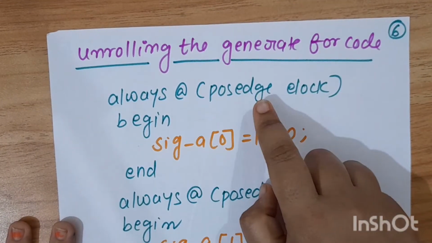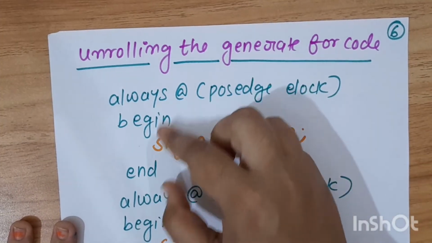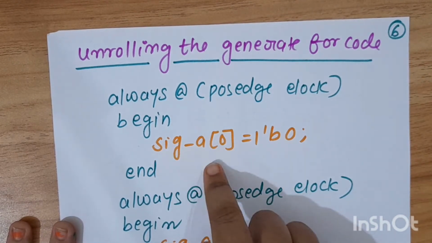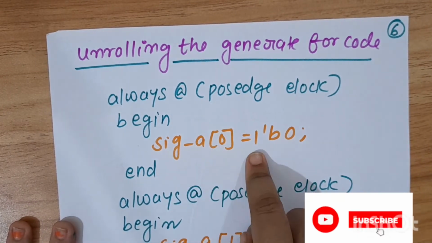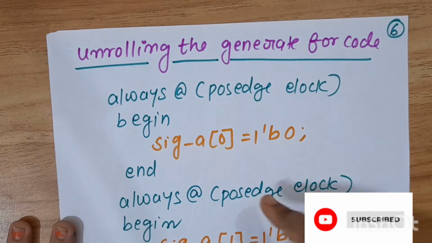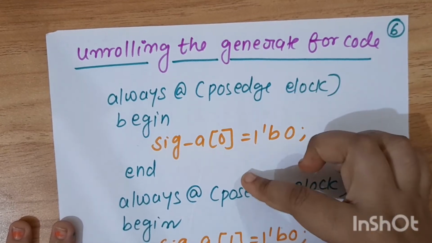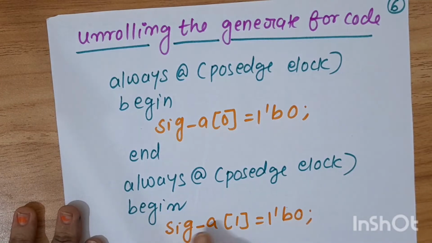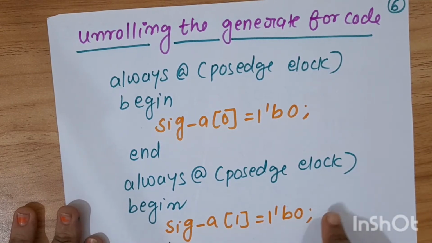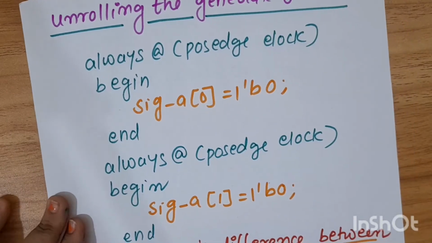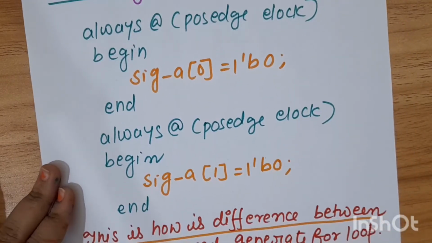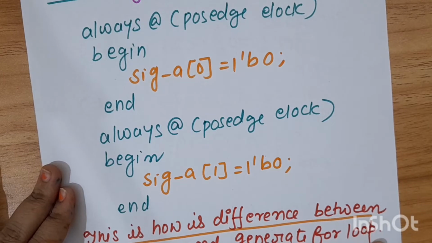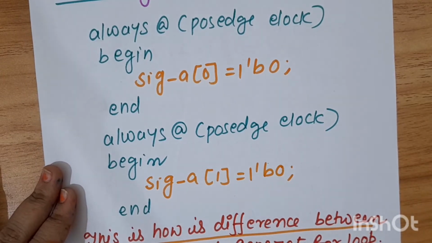Always @(posedge clock), begin, inside the begin-end I have sig_a[0] = 1'b0; Again the same replication of the code I have: always @(posedge clock), begin, sig_a[1] = 1'b0; end. So this is the difference between the for loop and the generate for loop. Hope it is a little bit clear to you on unrolling the code.